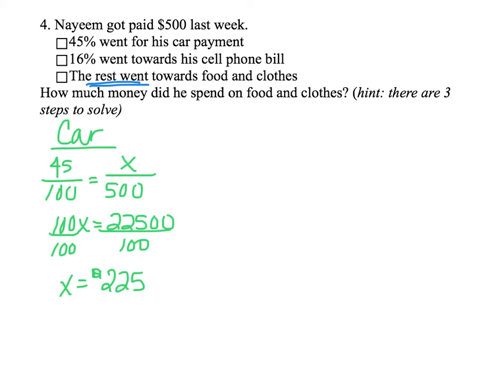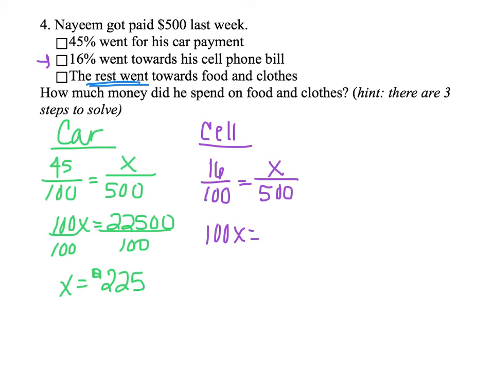Next is his cell phone bill. So 16% went towards his cell phone bill, but that's just 16% of what he got paid. It doesn't say 16% of the remaining, so I'm going to do 16% of what he got paid. Part of that paycheck, 16%, went for his cell phone bill. So cross multiply, I get 800x equals 8,000. Divide by 100, and I get x equals 80 for his cell phone bill.